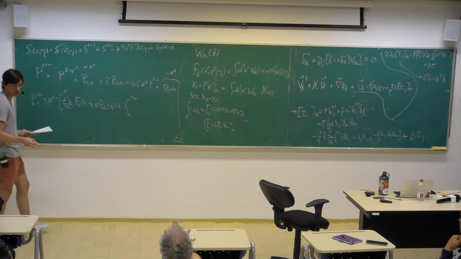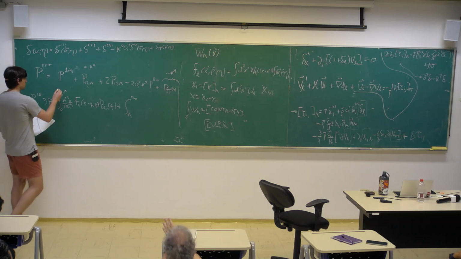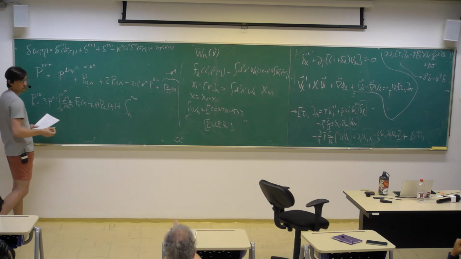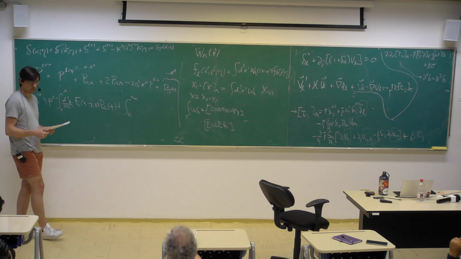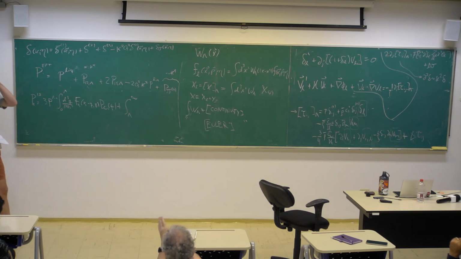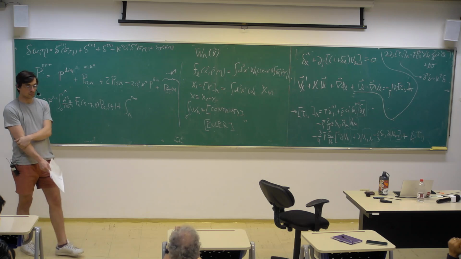Can I just interrupt you? You're saying loop level, but even at tree level, you have this effect of this dissipative term. Even at tree level, we can even forget the P2, P3, etc. Is that correct? That's correct.